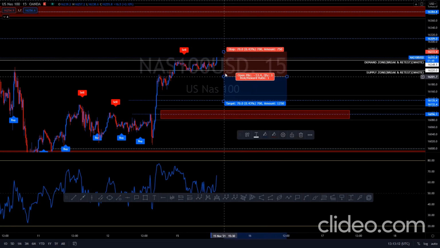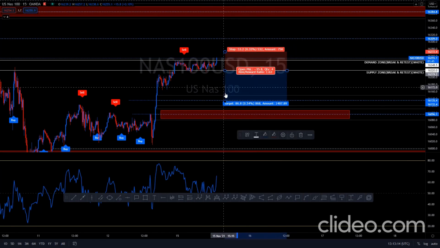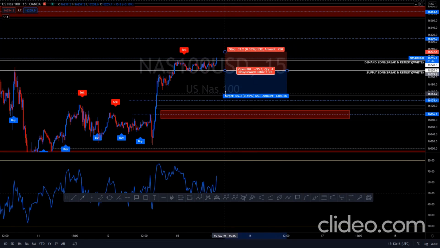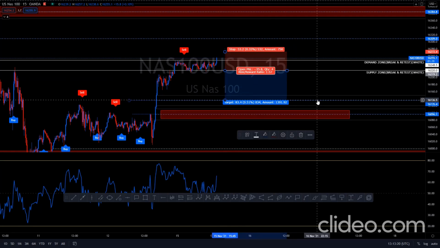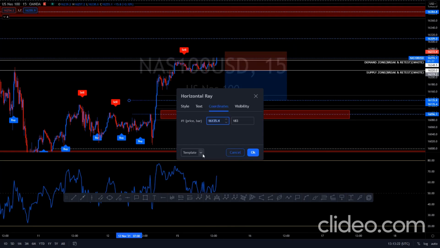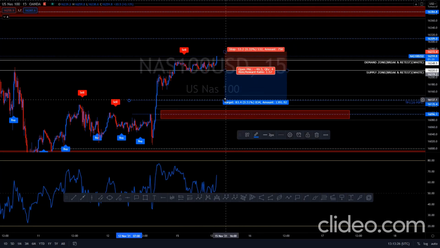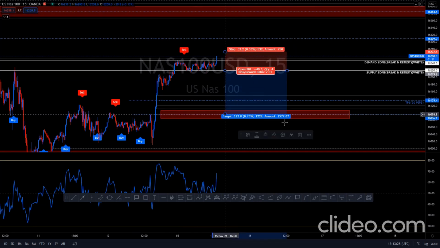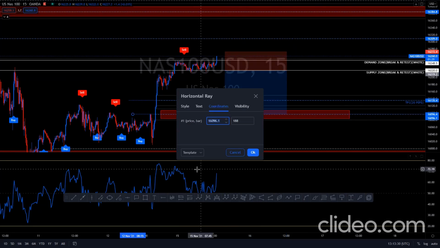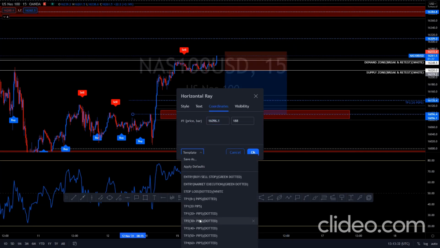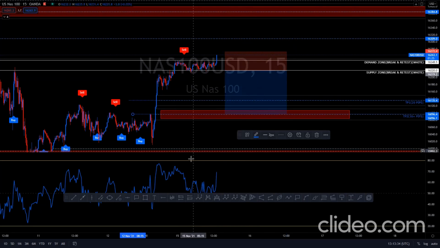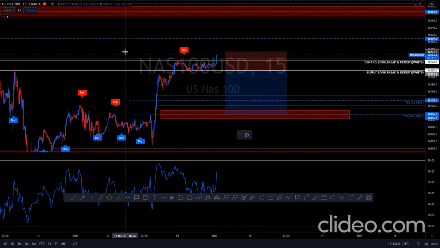So if price sells, then I'm looking to bust this, and this could be the first take profit. So I'm going to label it, and then make this the second take profit. Ultimately, if it sells. And then the stop loss is up here.